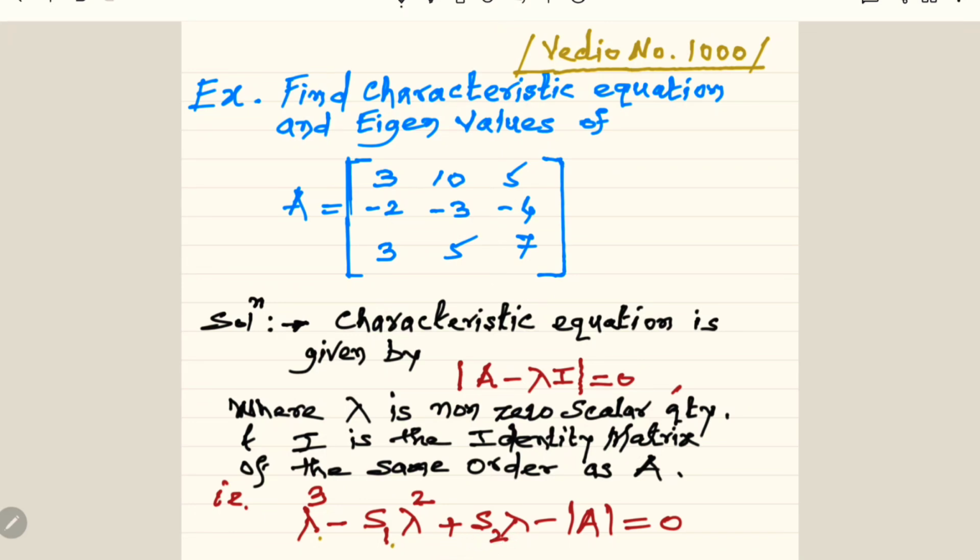Here, S1 is the sum of the principal diagonal elements, S2 is the sum of the minors of the principal diagonal elements, and the last one is the determinant of A. Therefore, to obtain this characteristic equation, we try to obtain all these quantities. The first one is the value of S1.